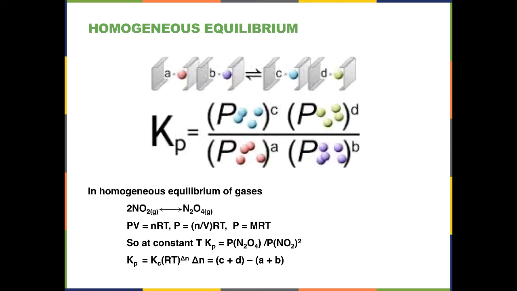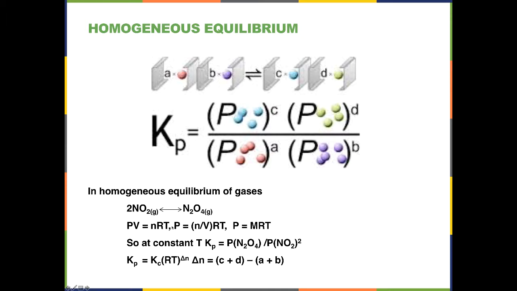Now, if you have all gases, there can be a relationship of pressures in an equilibrium as well as concentrations. And this shows what's called a pressure equilibrium constant. This is for a homogeneous equilibrium of gases. And you see that it looks very much like the concentrations, except it's using partial pressures for each gas instead of the concentration of each gas.